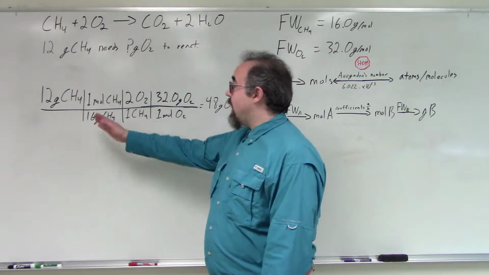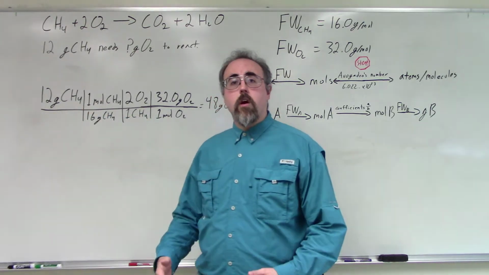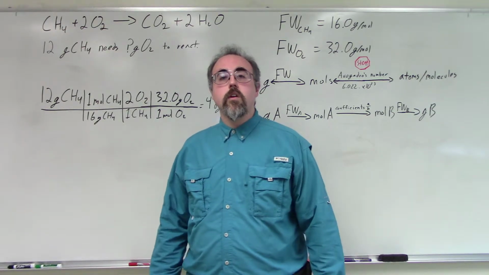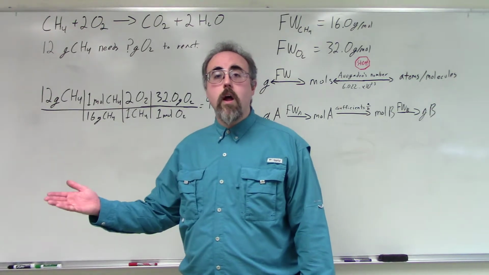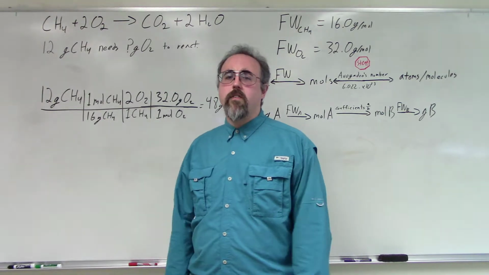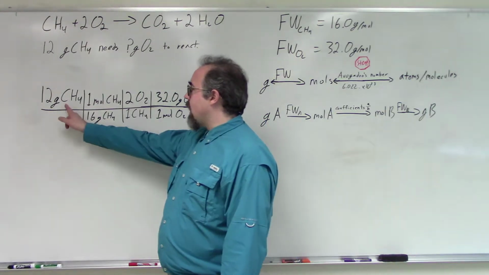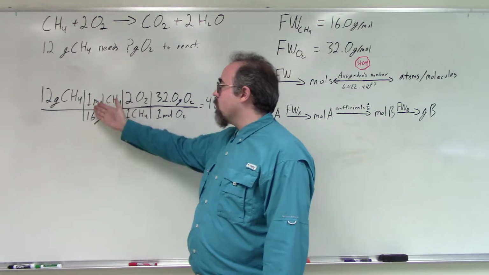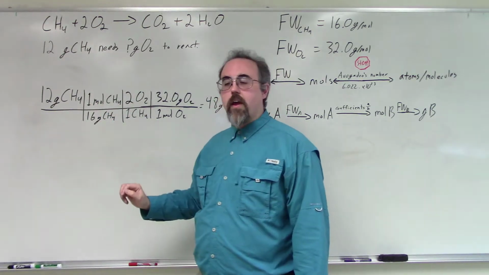Okay, so I'm going to take my initial amount of mass that I'm dealing with, so the thing that I know, and I'm going to be using dimensional analysis. So it's what I want divided by what I got, and I'm going to do a couple of steps. So I'm going to start out with what I know, and then what I want by what I got. I'm going to use the formula weight, in this case for the methane.